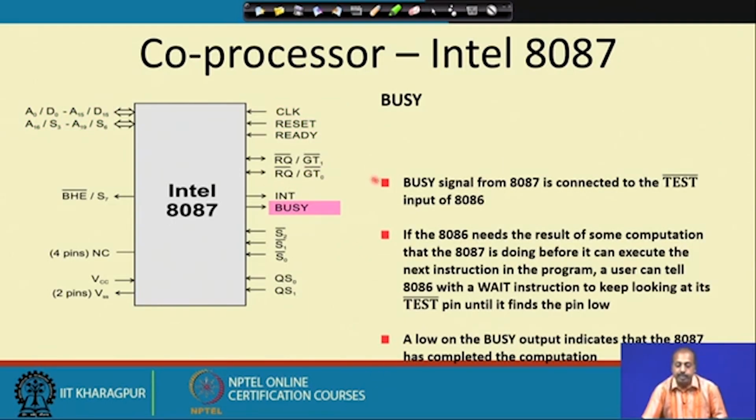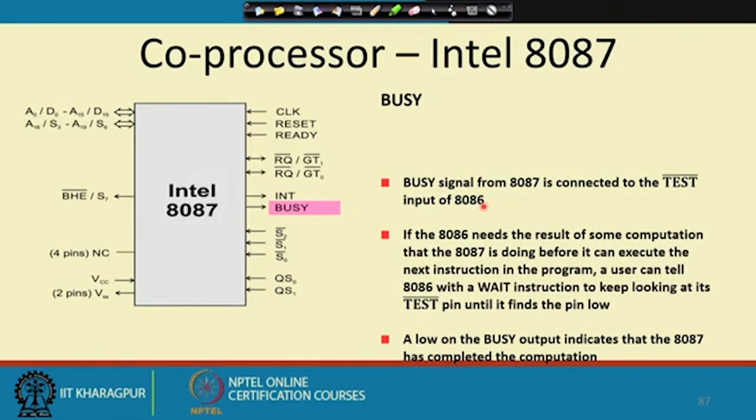So, there is a busy signal. The busy signal from 8087 is connected to the TEST bar input of 8086. Why? Because if the 8086 needs some result to be computed by 8087 before it can execute the next instruction, then the user can tell 8086 with a WAIT instruction to keep looking at the TEST bar pin until it finds the pin low.